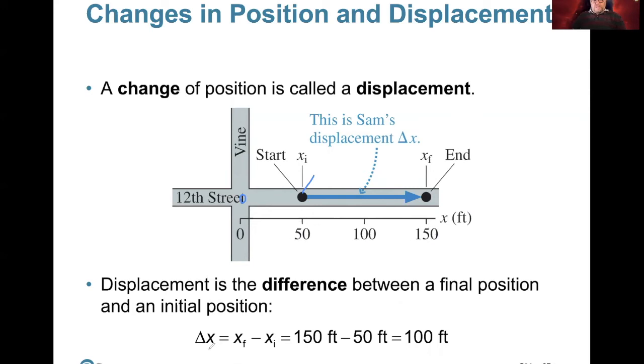So to find delta X, that's our displacement, and it's the difference between our final position and our initial position. So that's really important. So we take our final position and subtract our initial position from it. And that would give us a total displacement of 100 feet.